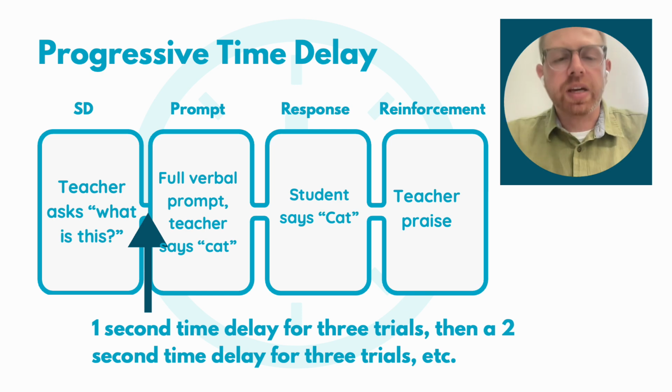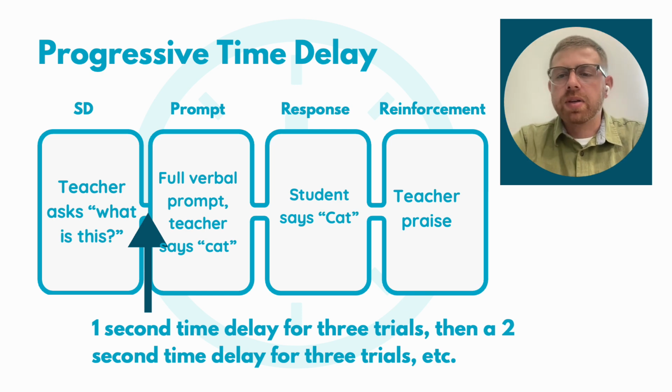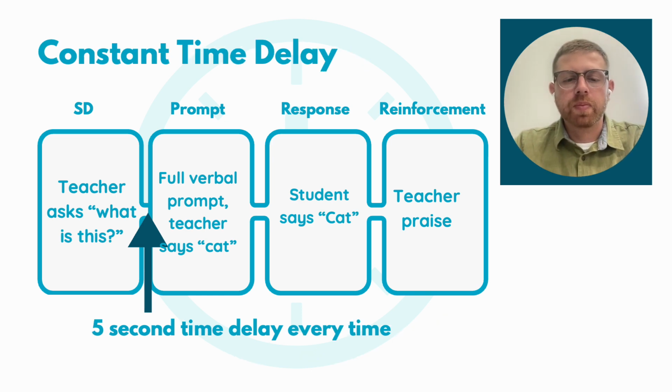So progressive time delay, again, an example here, we have that same cat example. With the progressive time delay, the 1 second time delay is for the first 2 trials. And then maybe, if that's successful, we're going to move to a 2 second time delay for the next 3 trials. With the constant time delay, like I mentioned previously, we are selecting an interval and we're implementing that delay every time. So maybe we have selected 3 or 5 seconds, and we're going to have that specific interval be the delay every time.